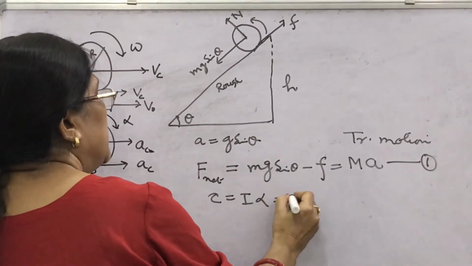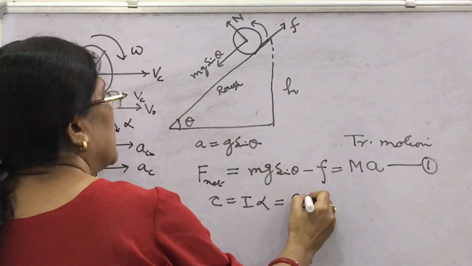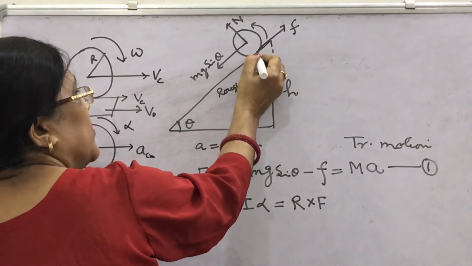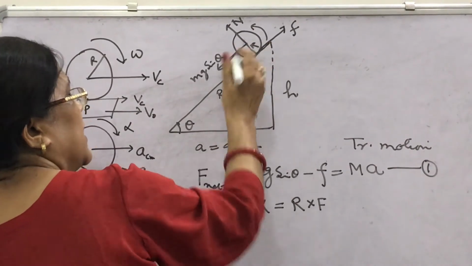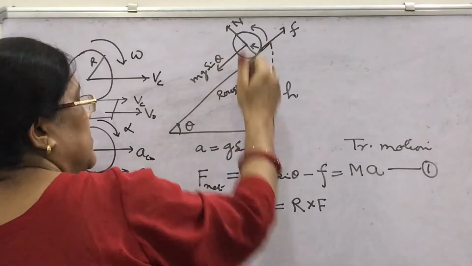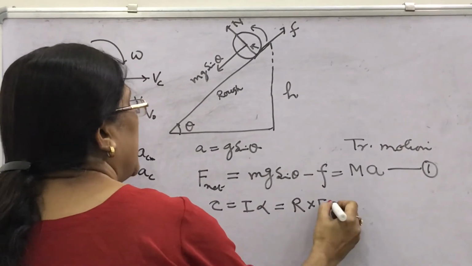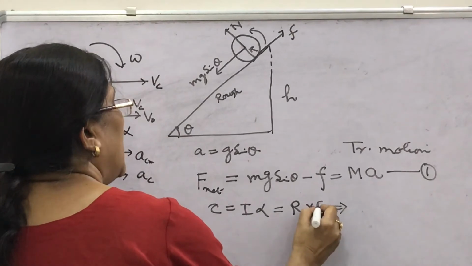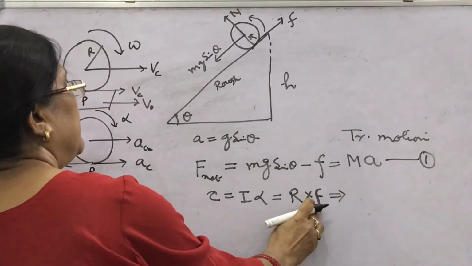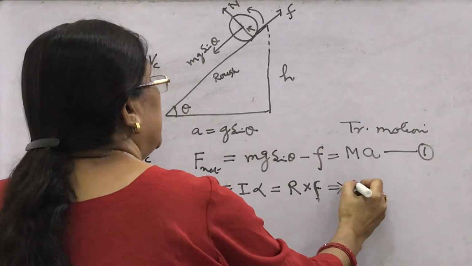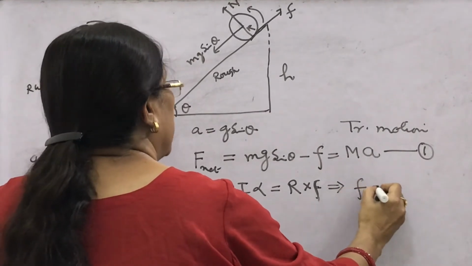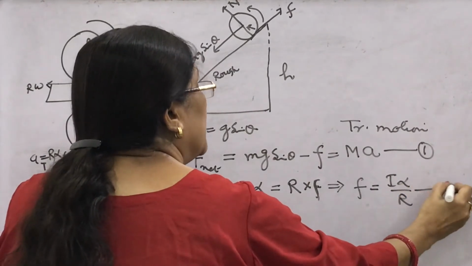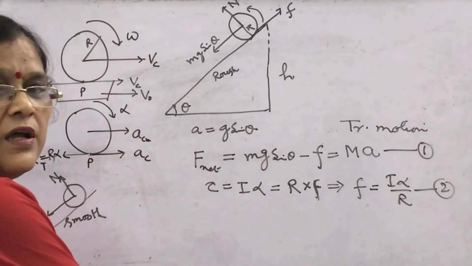And what is the torque formula? This is R cross F, where R and F are perpendicular to each other. So you can find here what the frictional force is. I am representing it with the small f. Then how will you find what f is? This f can be written as I alpha upon R. This is expression number 2. This is for rolling.